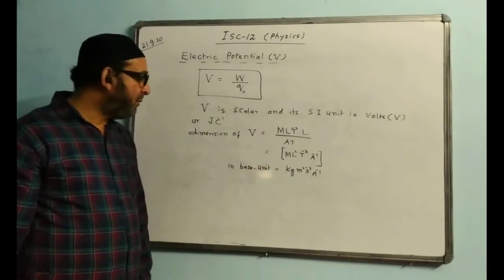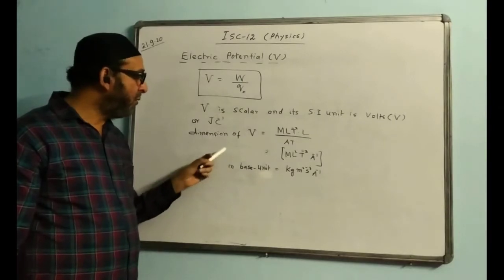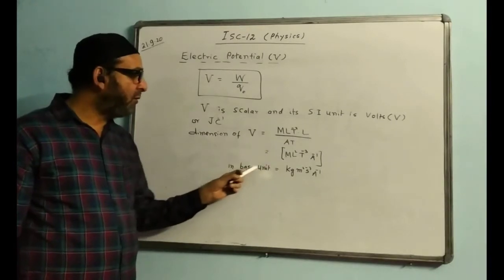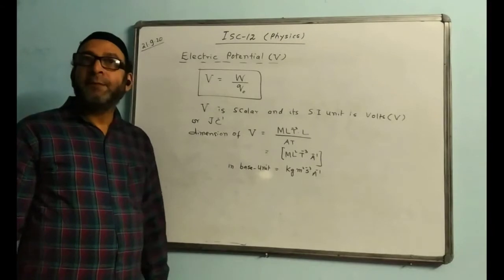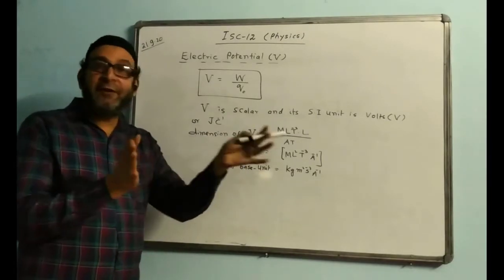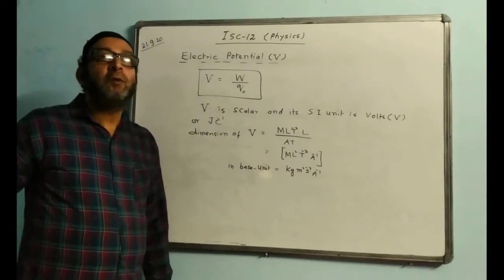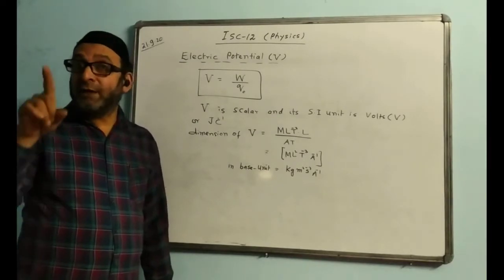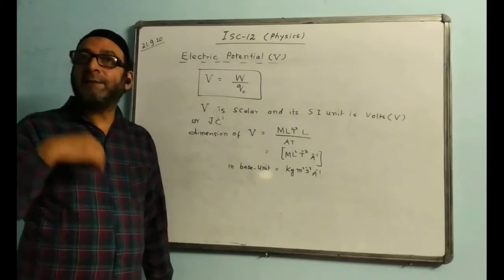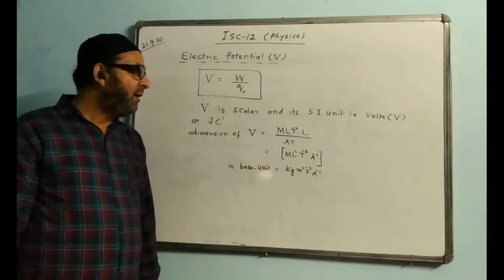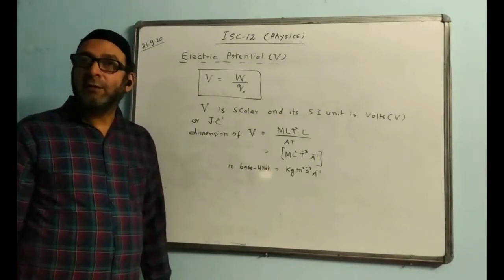So what is the dimension of V? What is the base unit of V? This is the base unit. This V is very important, it is a gateway. Suppose they ask you to give the dimension of resistance, that will come in the chapter on current, but I am telling you now only. Give the dimension of resistance.